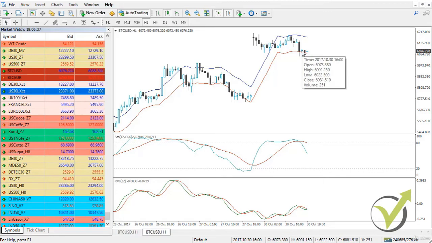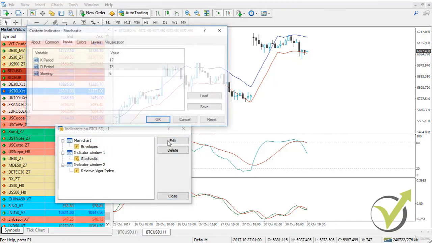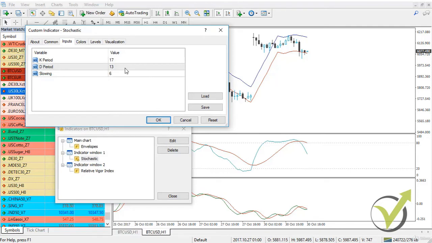It's 6022.50, because this is the lowest low of these last 17 bars. If you're on H1, we're talking about the H1 period of time. If you change the time frame, obviously it will change as well. And normally this indicator is used with parameters of 9, 3, 3, but for this strategy it is used at 17, 13, 6 for better results.